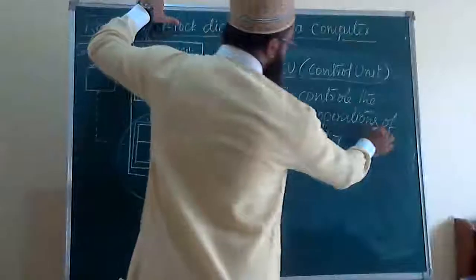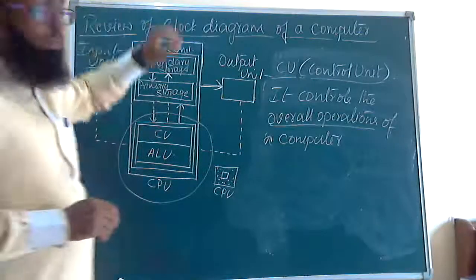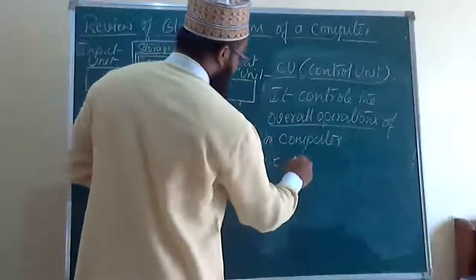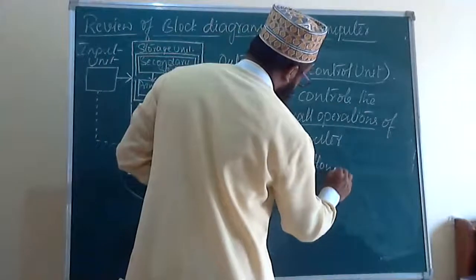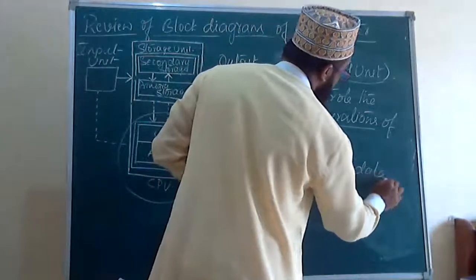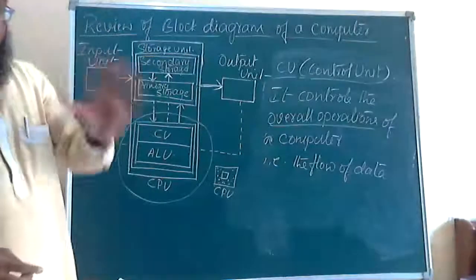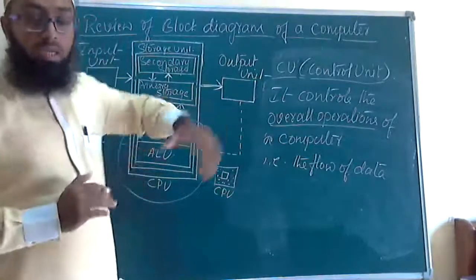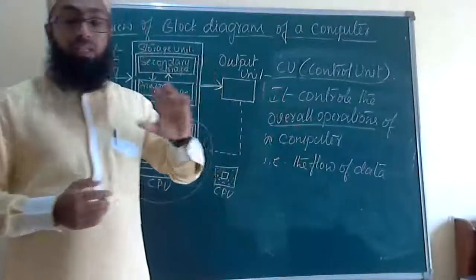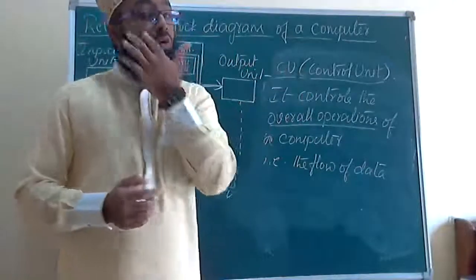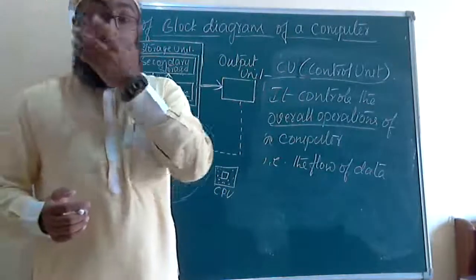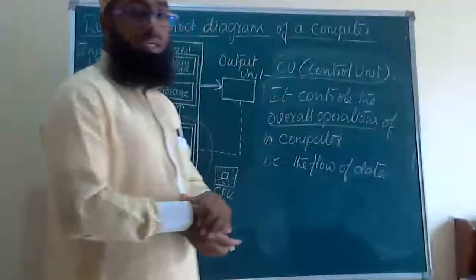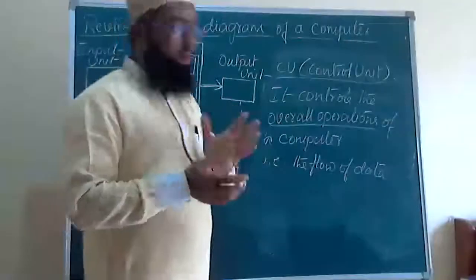What do the overall operations mean? Here, the overall operations mean the flow of data. If we feed any data to the computer, whether it is flowing correctly to the correct device or component or not. And if the data is processed, whether it is giving the exact output or not. That is called the flow of data. So the control unit basically controls the overall operations of a computer.